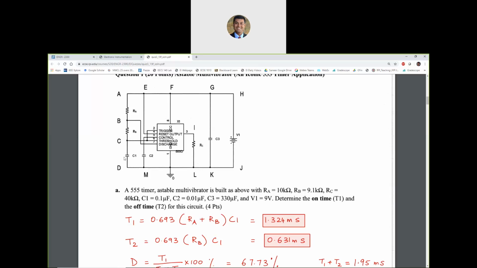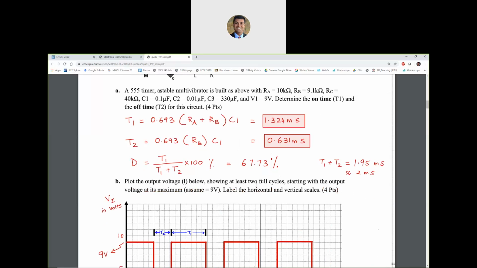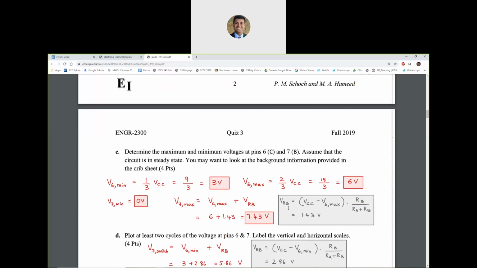I can take whatever the maximum voltage is going to be across the capacitor and add whatever voltage is going to be across the resistor at that time. So what is the maximum voltage across the capacitor? Well, that is going to be the maximum voltage at pin 6. So that's 2/3 of VCC. That way we get the first number. What is that? V6 max, sorry, 6 volts. We get the first number right away.